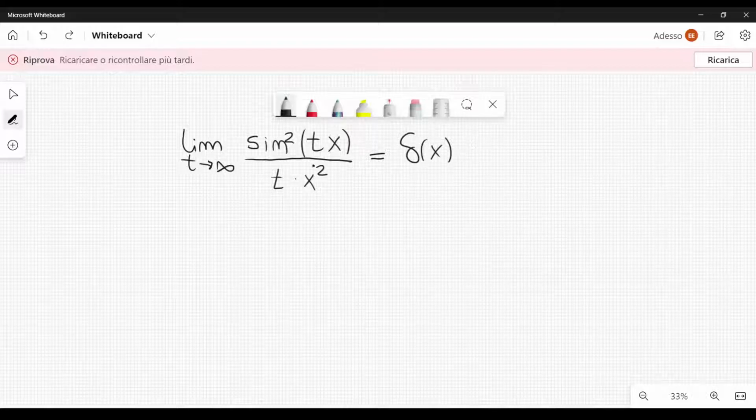Or if you want, you can put pi here in the denominator. But for the sake of convenience, I will just put it here to avoid writing a constant in the denominator, but that is just a choice. Now we want to prove this kind of relation, and I would like to explain what the representation of the Dirac delta here is.